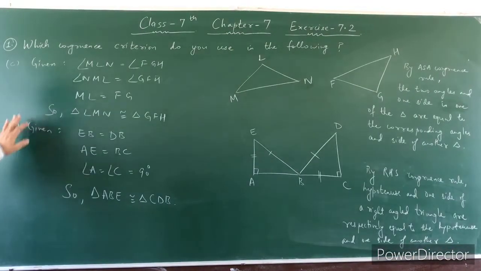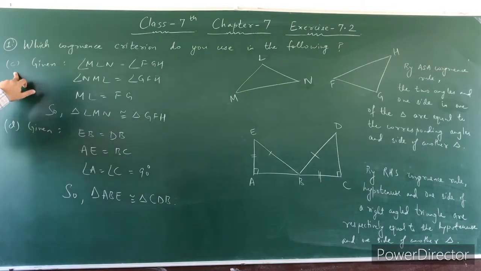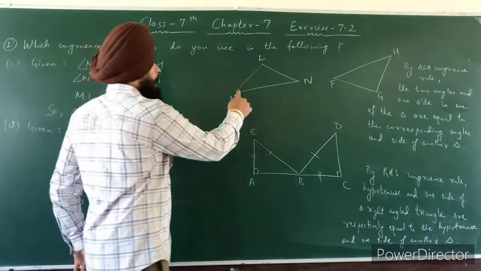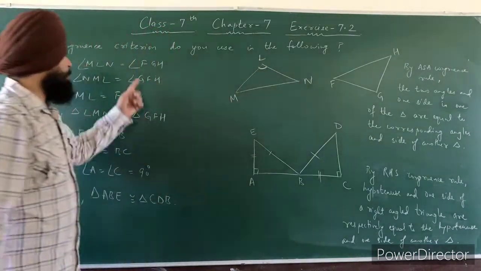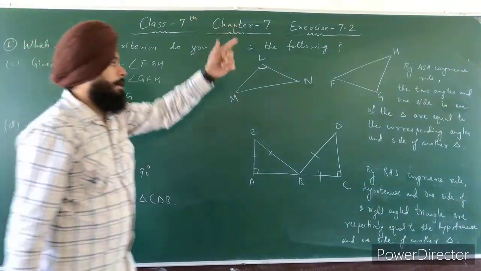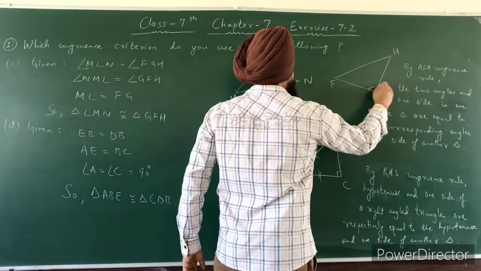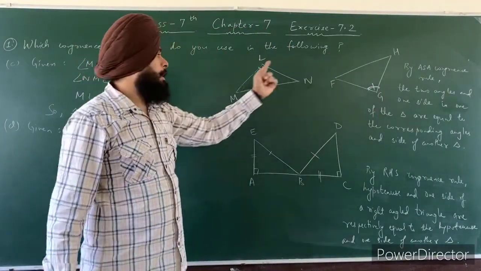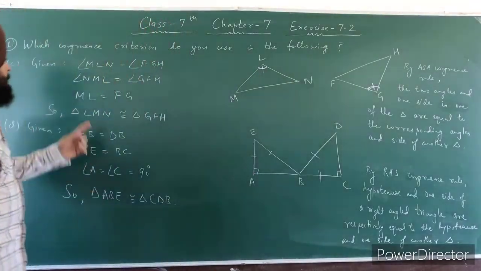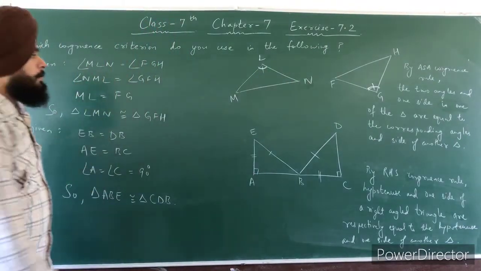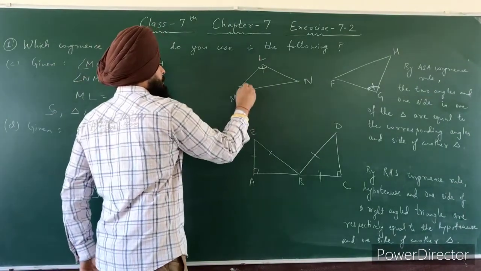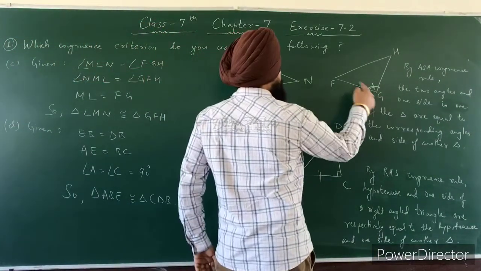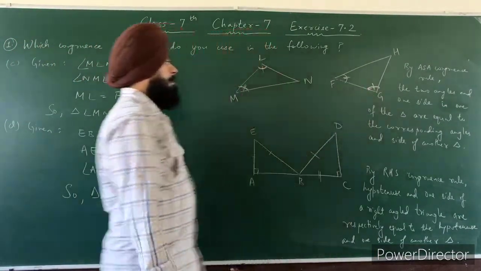The next is C and D part of the first question. So in this C part, given is angle MLN, this one MLN is equal to angle FGH in another triangle, FGH. This one. Angle MLN is equal to FGH, or you can say angle L is equal to angle G. Second one is angle NML. Which one? NML. This one is equal to angle GFH. This one. This is the second angle.